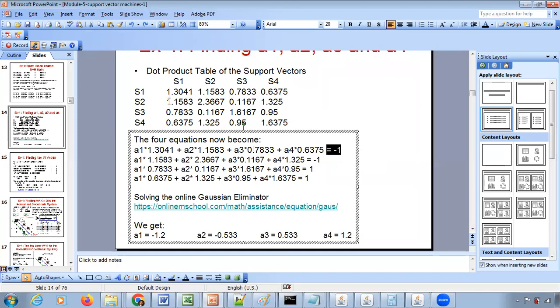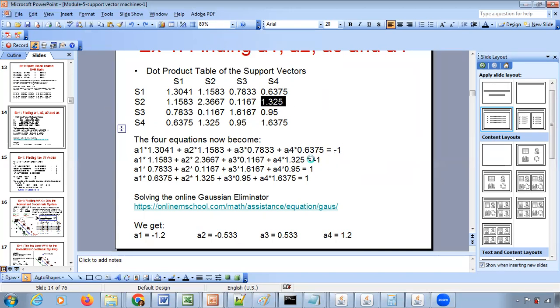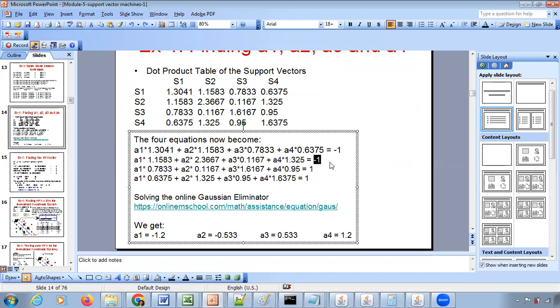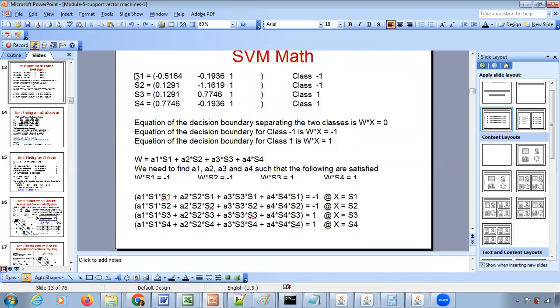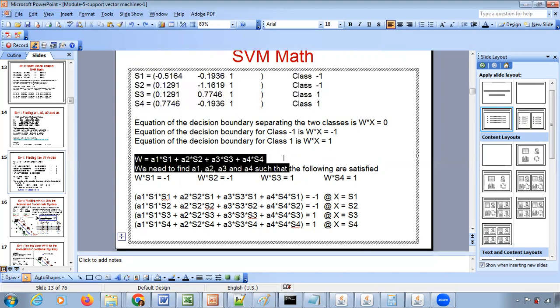Similarly, S2 is going to be A1 times 1.1583 plus A2 times 2.3667 plus A3 times 0.1167 plus A4 times 1.325 equals -1, because S2 is representing -1 as well. If you are able to remember that, you just write this. You don't even need anything else in the slide for exam purposes.